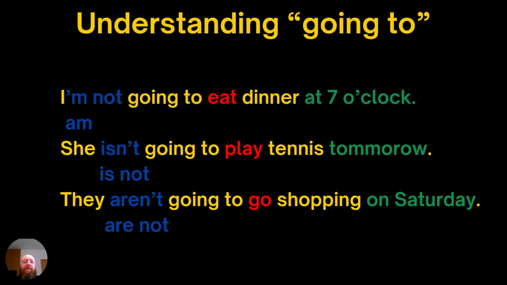Next, let's have a look at these three. So I'm not going to eat dinner at 7 o'clock. And again, the am has been changed. Then she isn't going to play tennis tomorrow. So is not is changed to isn't. And then the last one, they aren't going to go shopping on Saturday. So are not is changed to aren't. Okay, so these ones are the negative examples.